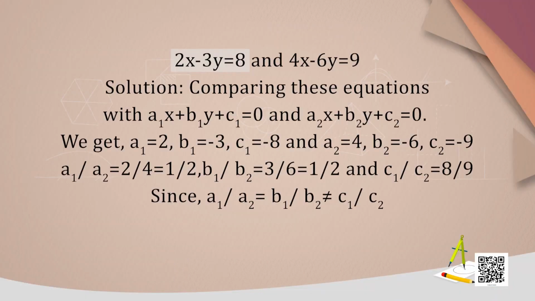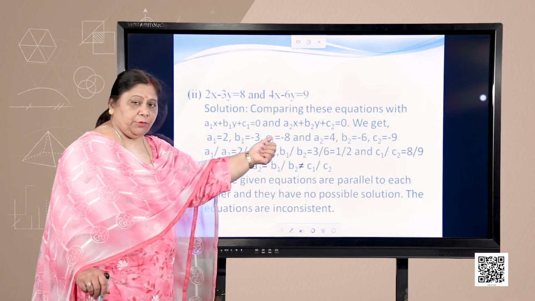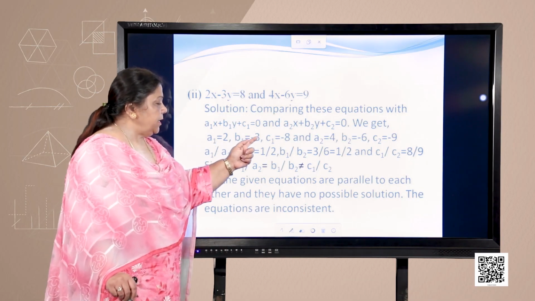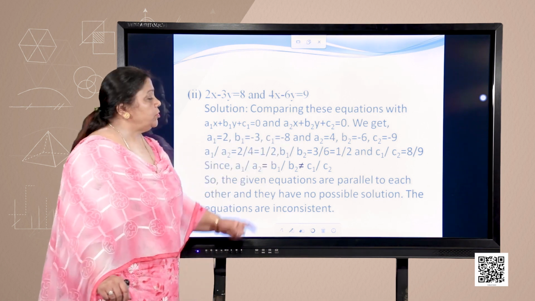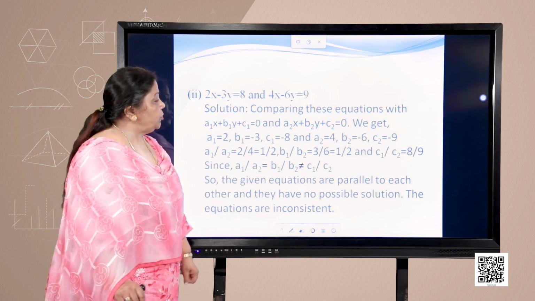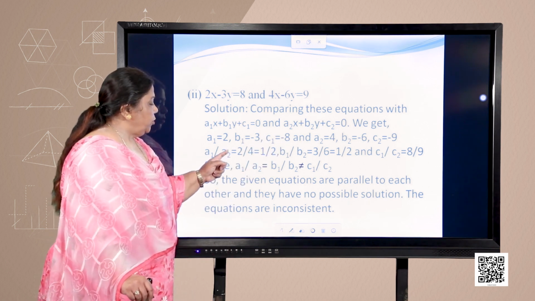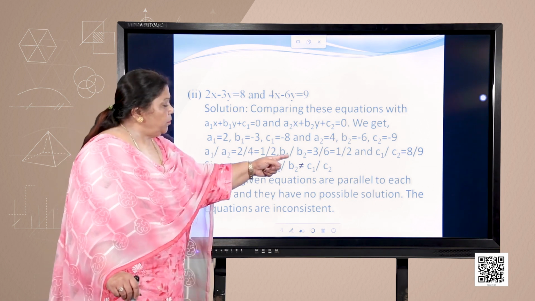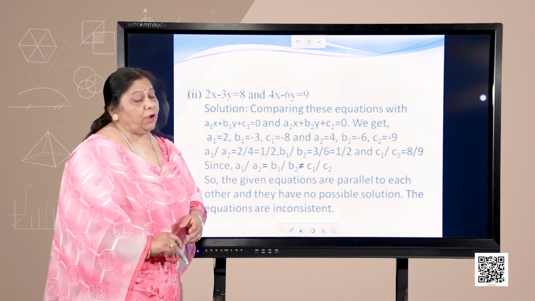2x minus 3y is equal to 8 and 4x minus 6y is equal to 9. On comparing these equations with the general equations, we have a1 is equal to 2, b1 is equal to minus 3, c1 is equal to minus 8 and a2 is equal to 4, b2 is equal to minus 6 and c2 is equal to minus 9. We find here that a1 upon a2 is 2 upon 4, which can be reduced as 1 upon 2, b1 upon b2 is 3 upon 6, that is again 1 upon 2 and c1 upon c2 of course is 8 upon 9.